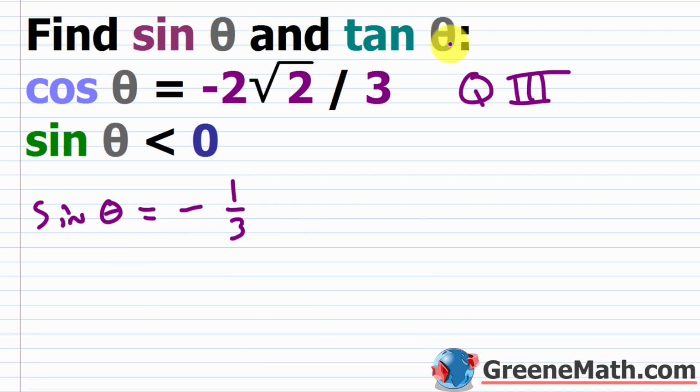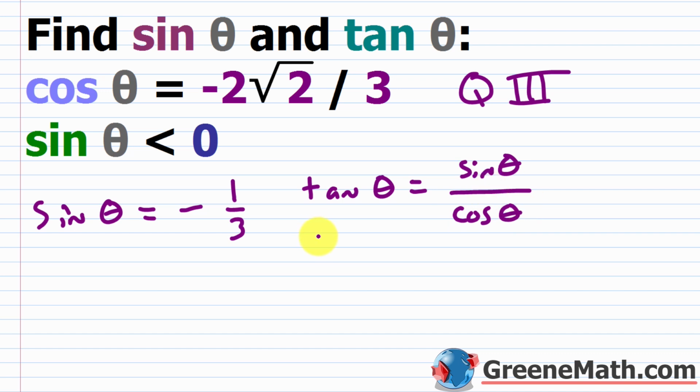I'm just going to drag this over here. And I want to find tangent of theta now, given the fact that I know what cosine of theta is and I know what sine of theta is. Remember, the tangent of theta is defined as the sine of theta divided by the cosine of theta, okay? It's going to be hard to fit this in this limited room I have, but the tangent of theta is equal to the negative of 1/3 divided by the cosine of theta, which is the negative of 2 times square root of 2 over 3.